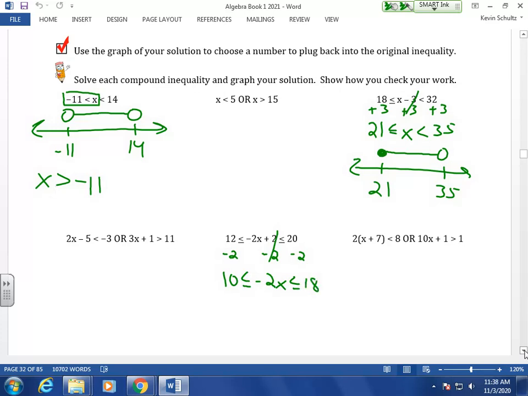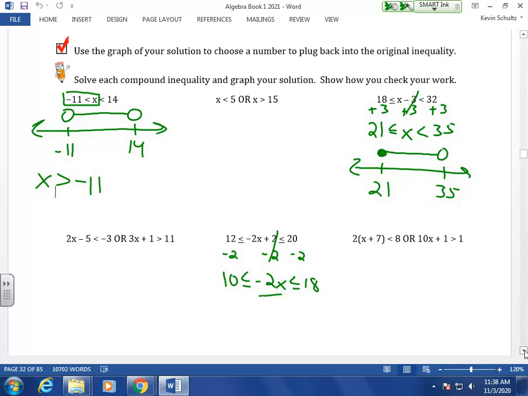So we now have 10 is less than or equal to negative 2x, which is less than or equal to 18. Now what? Divide by negative 2. Very good. Yes, that rule of flipping the sign when you multiply or divide by a negative number is true for any inequality, including what we're doing here.